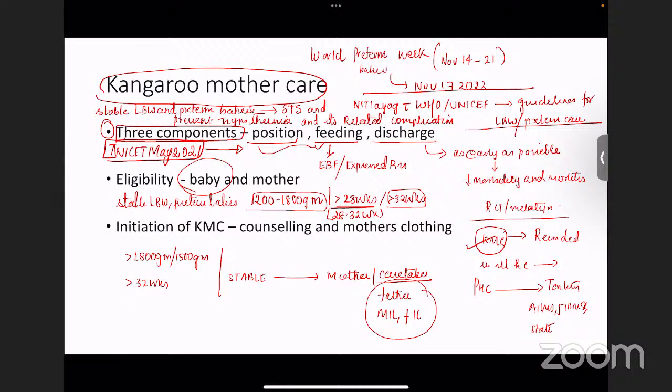Now, what about the initiation? For initiation of KMC, you have to counsel the mother properly, and also the parents, and also the other people who will be with the mother at home, so that home-based KMC can also be provided. Home-based KMC was also a new terminology that came in 2022: all the stable babies who have been discharged, the mother may continue to give this home-based KMC, which helps them gain weight, prevent infection, and increase bonding. It also increases the exclusive breastfeeding rate. As a result, home-based KMC is now advocated.